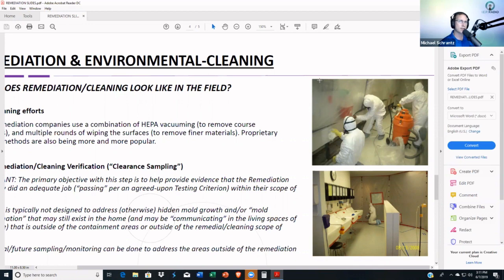One of the things that the S520 doesn't really elaborate on is multiple rounds, and it kind of depends on the remediation company. I'll just add a few notes here. You may find that from the start of the first damp wipe to the last wiping of the surfaces in the containment, they may have done it 3 or 4 times.